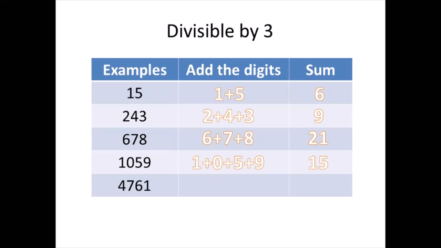So what do you notice with the sums of the digits? 6, 9, 21, and 15, they are multiples of 3, or in short, they are divisible by 3. So it's your turn to try if 4761 is divisible by 3.